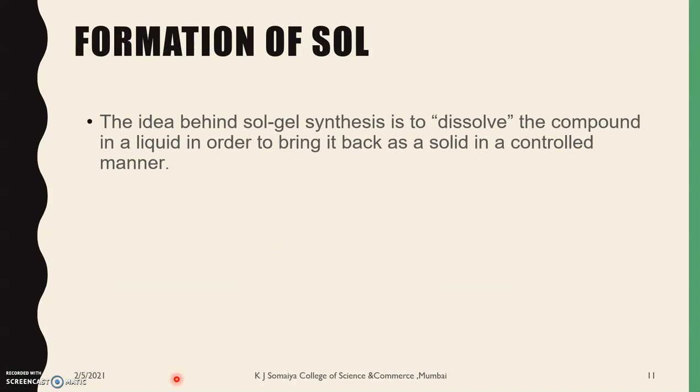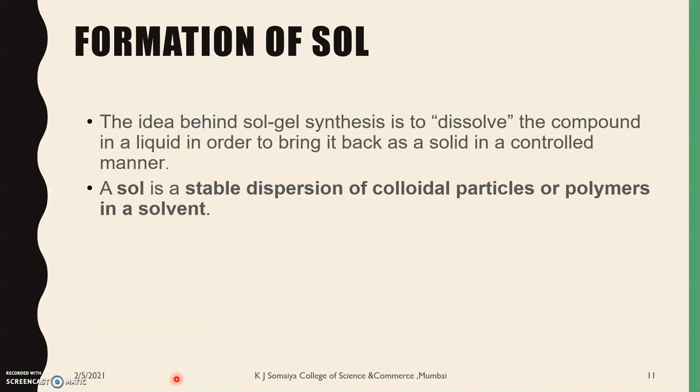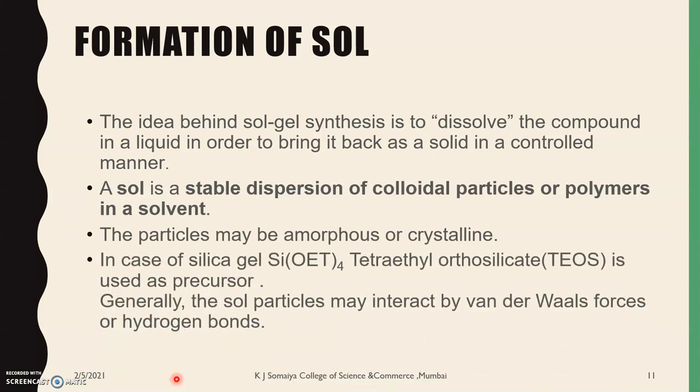Here the solid compound, the material, is dissolved in a suitable liquid, that is either water or a solvent, to bring it back in the form of a nano material in a controlled manner. So sol is nothing but a stable dispersion of colloidal particles or polymeric material in a solvent like alcohol. The particles may be amorphous or crystalline. In case of silica gel, we use tetraethyl orthosilicate as precursor, and these sol particles interact with each other by weak van der Waals forces or hydrogen bonds.